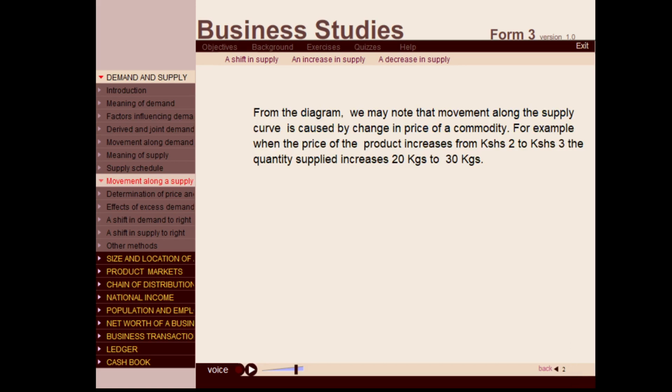From the diagram above, we may note that movement along the supply curve is caused by change in price of a commodity. For example, when the price of the product increases from 2 Kenya shillings to 3 Kenya shillings, the quantity supplied increases from 20 kilograms to 30 kilograms.